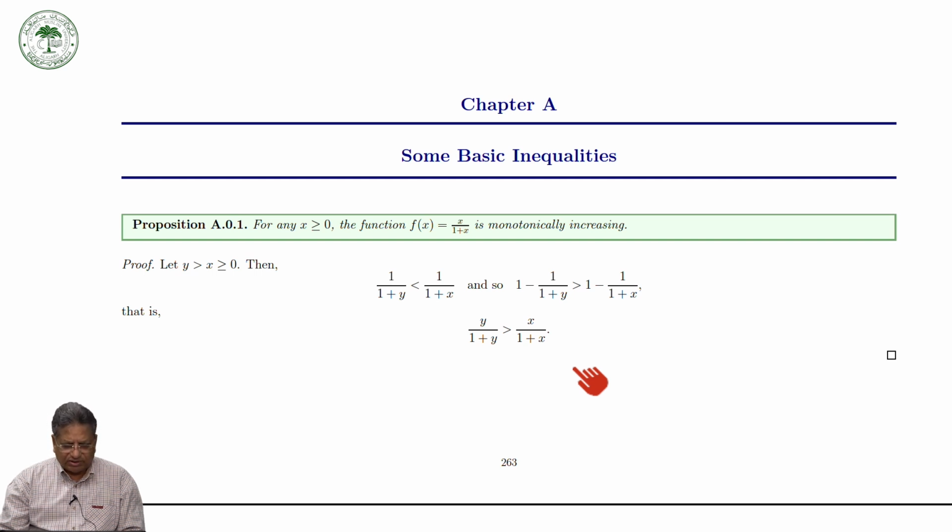So some basic inequalities, all of which you have already discussed or proved in your earlier classes. For any alpha greater than 0, the function f of x defined as x upon 1 plus x is monotonically increasing. You can prove this in a very simple way: consider y greater than x and x greater than or equal to 0, then 1 upon 1 plus y is strictly less than 1 over 1 plus x. So you can take 1 minus 1 over 1 plus y is greater than or equal to 1 minus 1 over 1 plus x, and just solve it, you will get this one. It means that because y is strictly greater than x, this function is monotonically increasing. Okay, so very simple one.